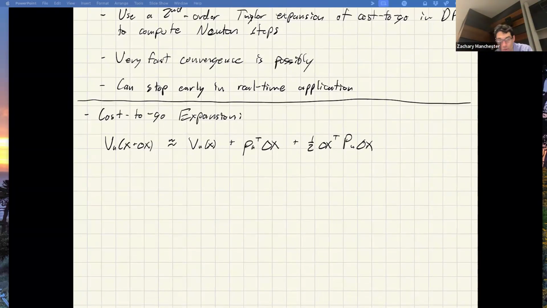Okay, and then in general, at time step n, the cost to go is just the terminal cost. So we can bootstrap everything by looking specifically at P_n at the last time step. Little p sub n is just the gradient of the terminal cost, and big P sub n is just the Hessian of the terminal cost. Okay, so far so good.